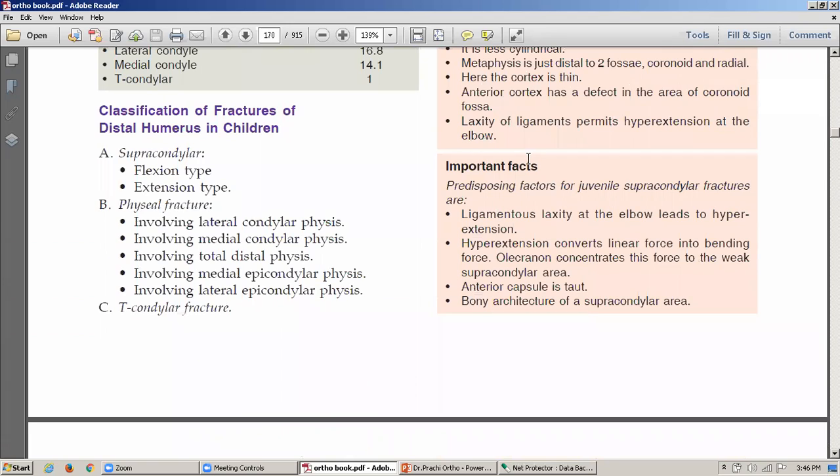Important predisposing factors for juvenile supracondylar fractures are ligamentous laxity at the elbow, leading to hyperextension. This hyperextension converts the linear force into a bending force, and the olecranon concentrates this force on the weak supracondylar area, and the anterior capsule is taut. So this is the bony architecture of the supracondylar area.